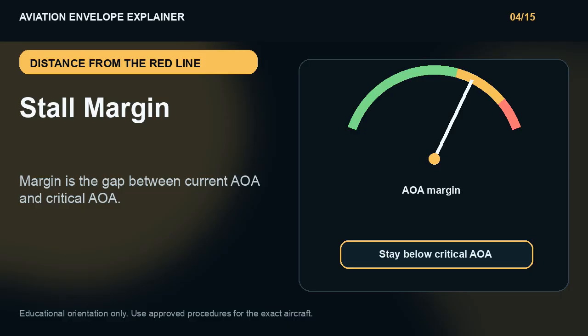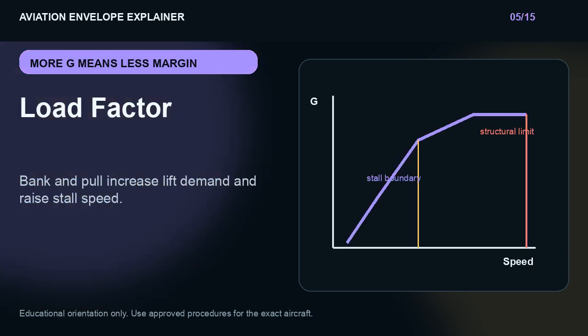In a level, unaccelerated condition, the airplane may need a certain angle of attack to produce lift equal to weight. But if the pilot pulls harder, banks steeply, encounters turbulence, changes configuration, or tries to maintain altitude in a tight turn, the wing must produce more lift. More lift demand usually means more angle of attack. More angle of attack means less stall margin. That is why bank angle and load factor matter.